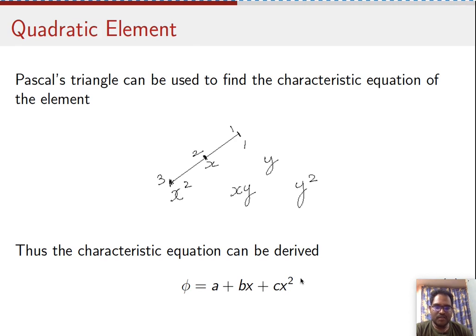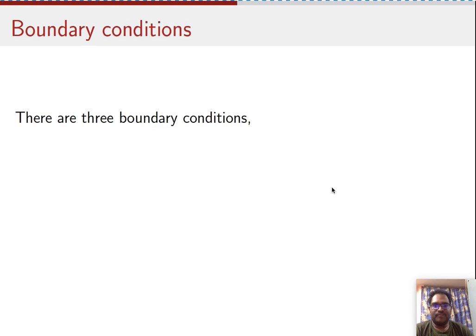Now if you look into this particular equation, it's basically a quadratic equation, hence the name quadratic element has been given to it. Okay, so I'll repeat the statement once again. The name for this particular element is derived from the characteristic equation, because the characteristic equation is actually a quadratic equation, right? With no further delay, we'll look at the point where we are going to find out the values of the constants a, b and c respectively, right?